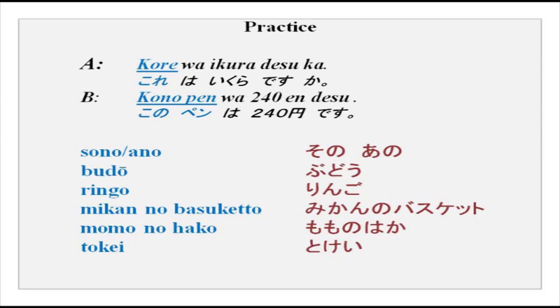Budo, which is grapes, ringo, which is apple, mikan no basketto, momo no hako, momo is peach, and hako is box, tokei is watch. So, well, you can also replace all of this with these words given over here. If you are using the name of the objects, then before that kono will come. If you are just pointing at things, then only kore will suffice.